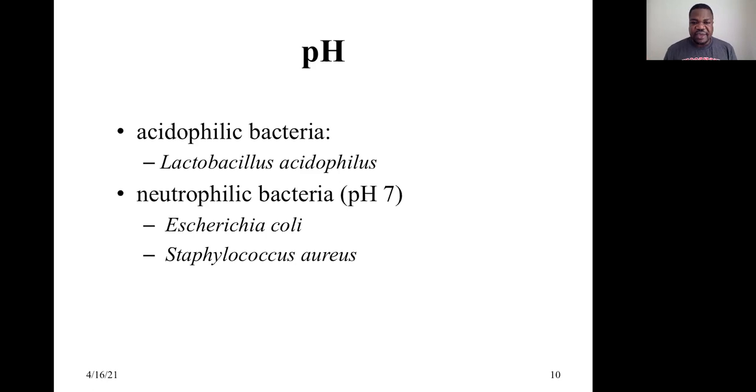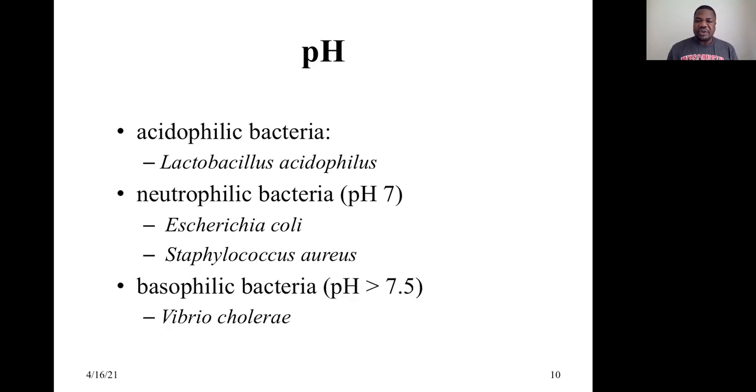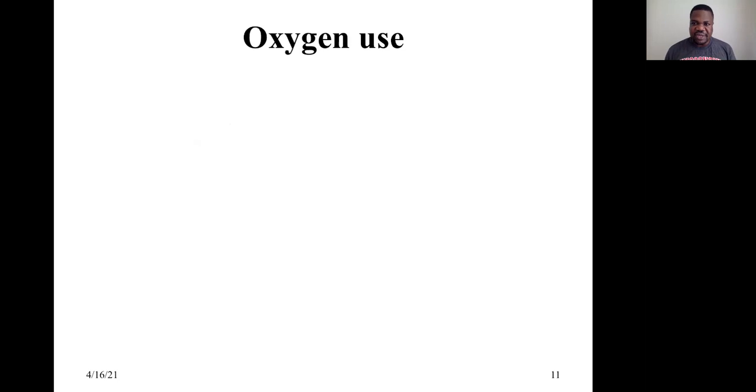We also have what we call neutrophilic bacteria. Neutrophilic bacteria can survive at a neutral pH, that is a pH of 7. Examples of these bacteria are Escherichia coli and Staphylococcus aureus. Then we have the basophilic bacteria that enjoy a very high pH, above 7.5. An example of this is Vibrio cholerae. So you will see that different bacteria require different pH conditions in order to replicate and survive. So pH is very important.